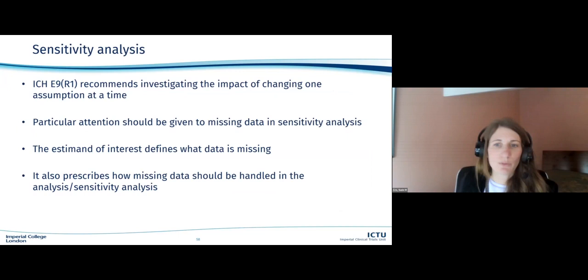Now, as analysis can often involve more than one assumption, the addendum does recommend investigating the impact of changing only one assumption at a time in sensitivity analysis, and particular attention should be given to missing data in sensitivity analysis, as we'll plan to do for the eczema trial. And with non-negligible missing data, the impact of varying the missing data assumption in ways that remain consistent with the estimand of interest should be investigated. So the estimand of interest will define what data is missing, and it will also prescribe how missing data should be handled in the analysis and the sensitivity analysis.